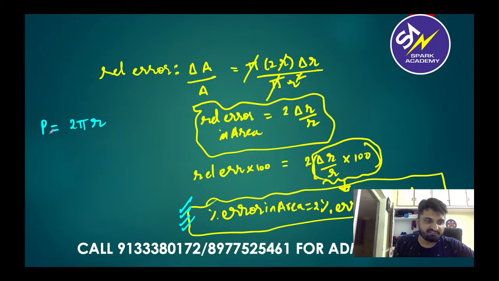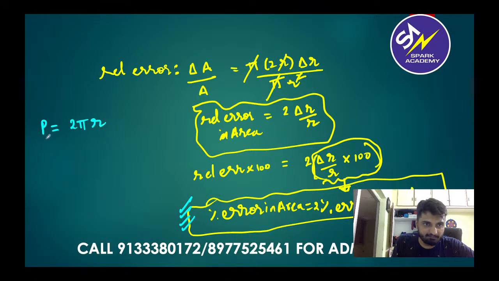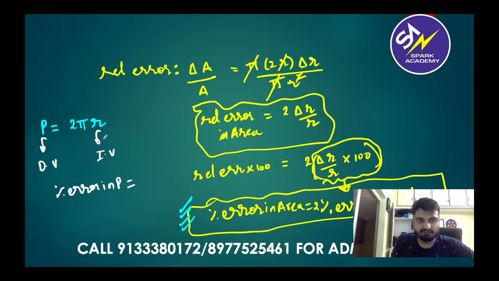Can you tell me what the dependent variable is? The dependent variable is perimeter. The independent variable is radius. So how can I write this? Percentage error in perimeter: the power of radius is 1, so it is 1 time the percentage error in radius.